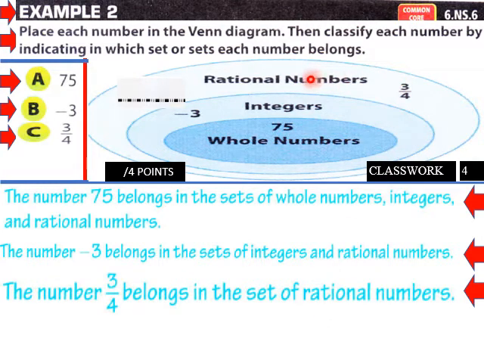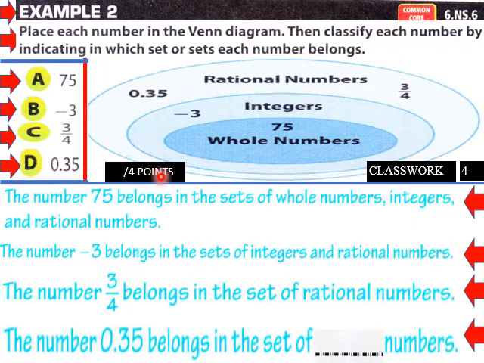It can be described as a number with a rational number in the denominator, so that it can be described as a over b, where b cannot equal 0. And for D here, which is 0.35 or 35 100ths, it would be a rational number. It's not an integer, it's not a whole number, but it is a rational number. Why? Because the number 0.35 belongs in the set of rational numbers because it can be described as a quotient of two rational numbers, like 35 over 100. 100 would be a rational number.